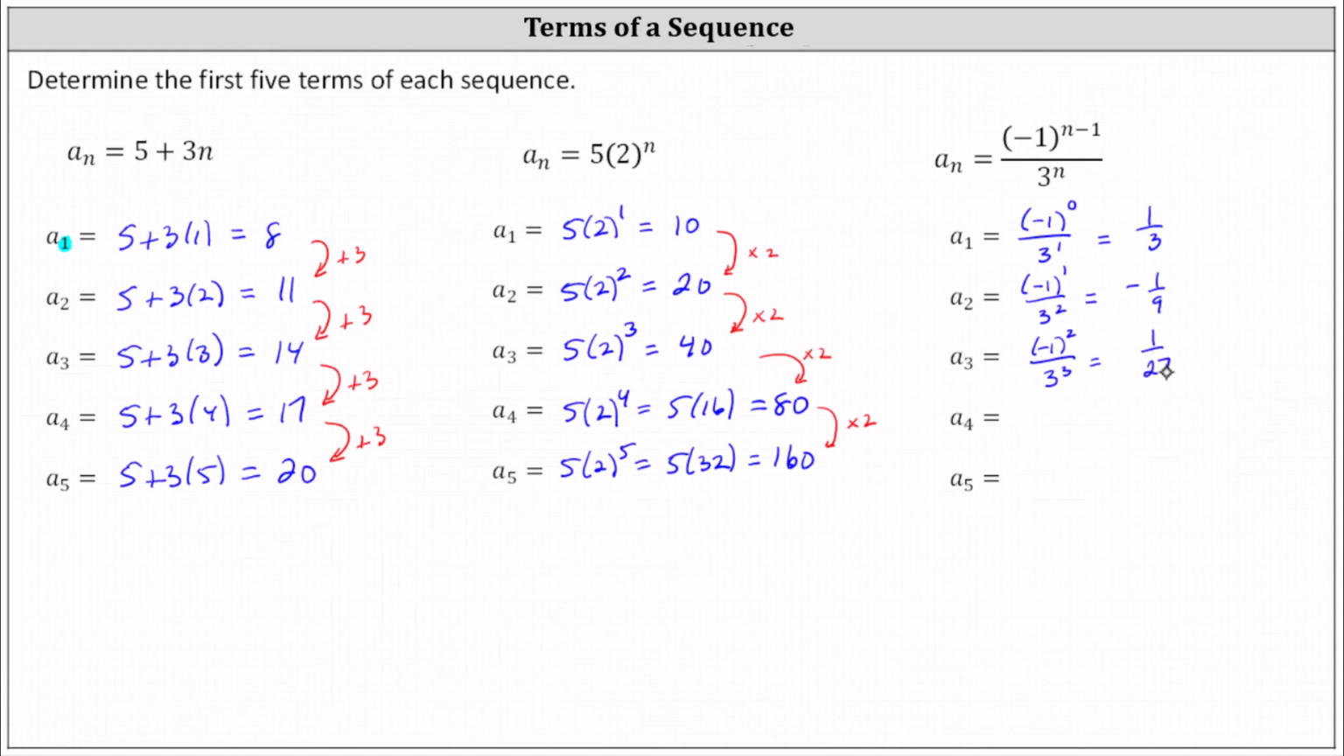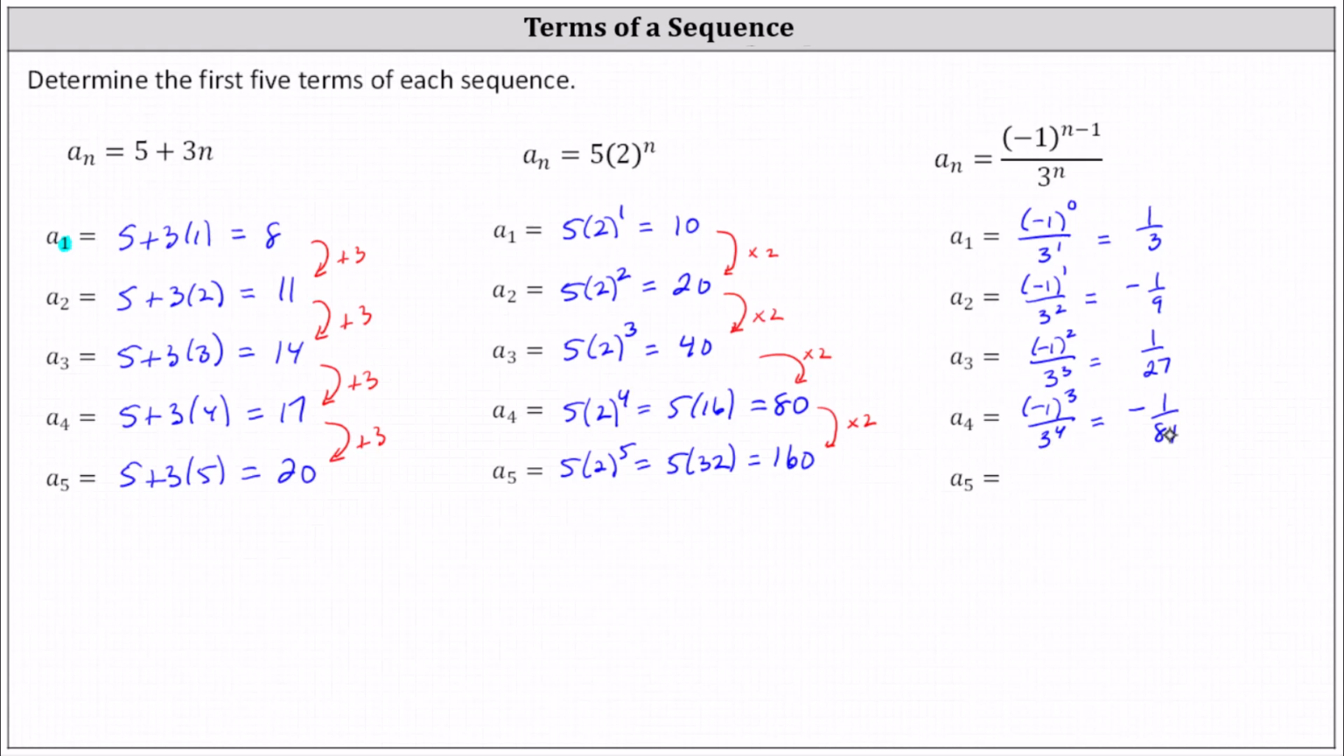To find a sub 4, we substitute 4 for n. This gives us negative 1 to the power of 4 minus 1, or the cube of negative 1, all divided by 3 to the 4th power. The cube of negative 1 is negative 1. 3 to the 4th is equal to 81. A sub 4 is negative 1 divided by 81, or negative 1/81.